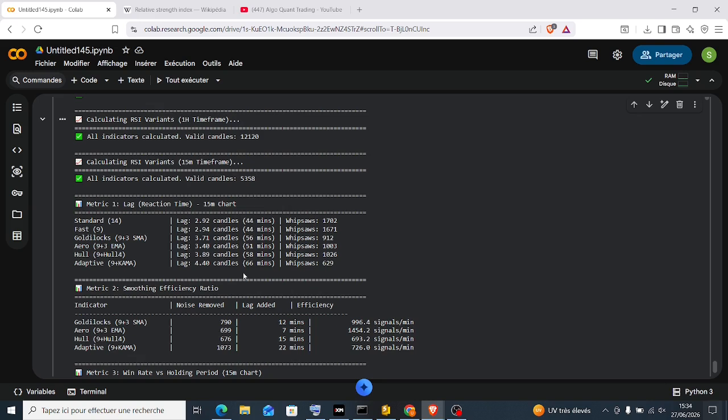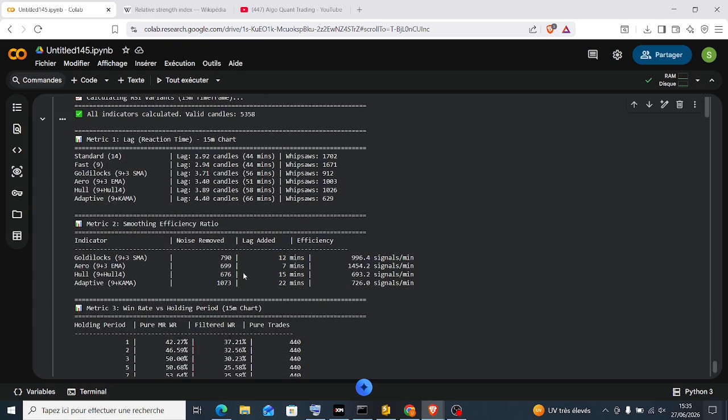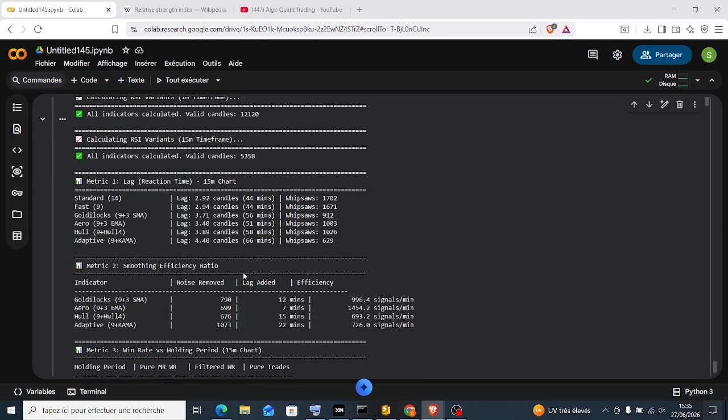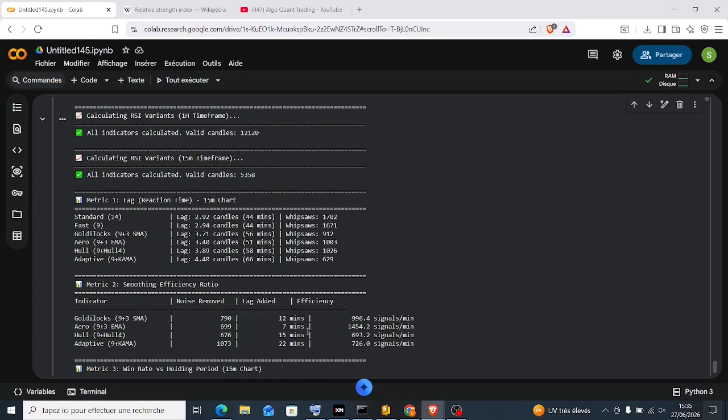But here's where it gets interesting. I calculated what I call the smoothing efficiency ratio, false signals removed divided by minutes of lag added. Goldilocks removes 831 false signals but adds 11 minutes of lag. Efficiency, 73 signals per minute. Arrow RSI removes 728 false signals but adds only 8 minutes of lag. Efficiency, 92.7 signals per minute. Arrow is the most efficient smoother, but Goldilocks has the best balance for mean reversion.